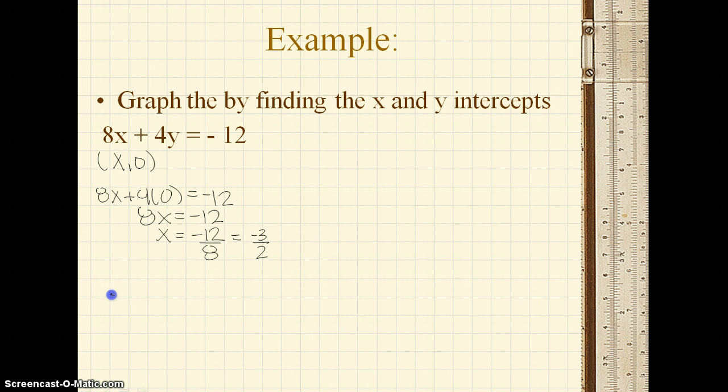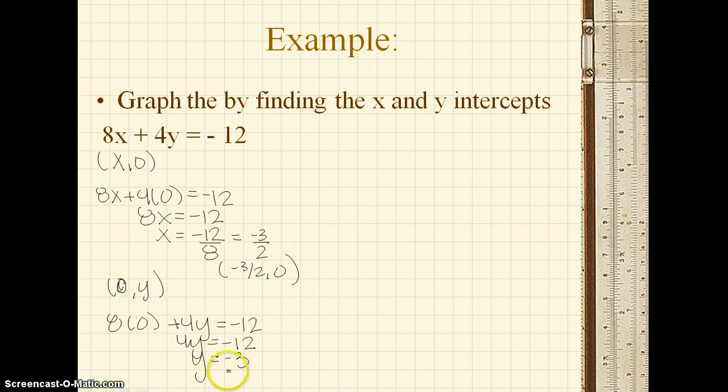And then for the y-intercept, that's (0, y). So that's going to be 8 times 0, plus 4y = -12. That's 4y = -12. y is equal to -3. So all I did was divide out the 4. So our two ordered pairs are (-3/2, 0) and (0, -3).